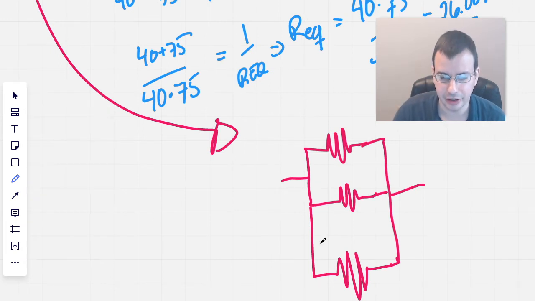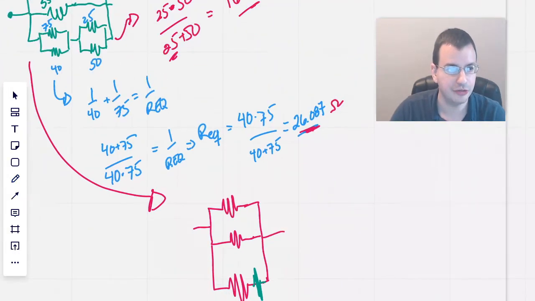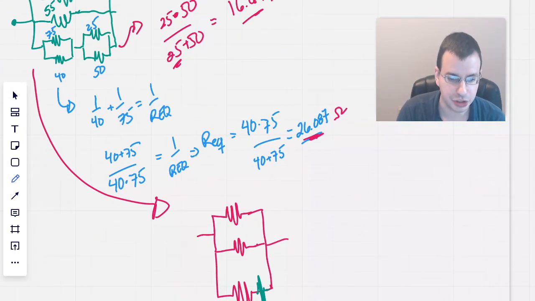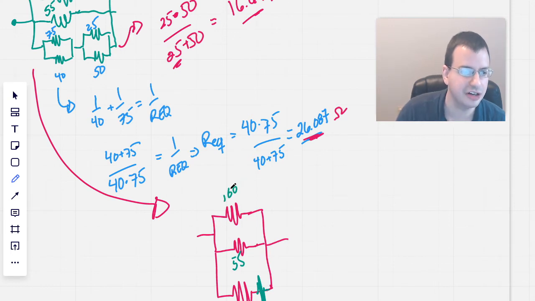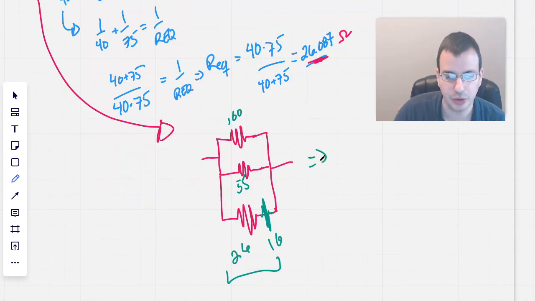So we got here, we have second one right there. Okay, so what we did is we converted this one to 26, right there, converted that one to 16. We have a 55, and then we have 100 up here. Is it 100? Probably 100. So we're going to combine these two in series. So we're going to rewrite this one more time.